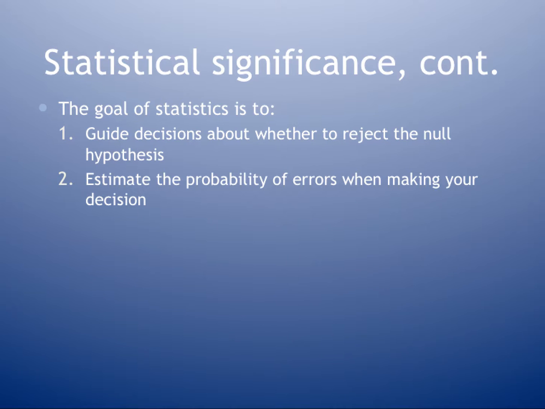So really the goal of statistics, whether or not you understand this now, is questionable, but you'll see over time, the goal is to guide whether or not we are rejecting the null hypothesis. Are we going to reject it? Do we fail to reject it? And then also we want to estimate the probability of errors when we're making these decisions. So the purpose of statistical significance, and the purpose of statistics really, is to guide whether or not you reject these hypotheses and estimate the probability of errors.